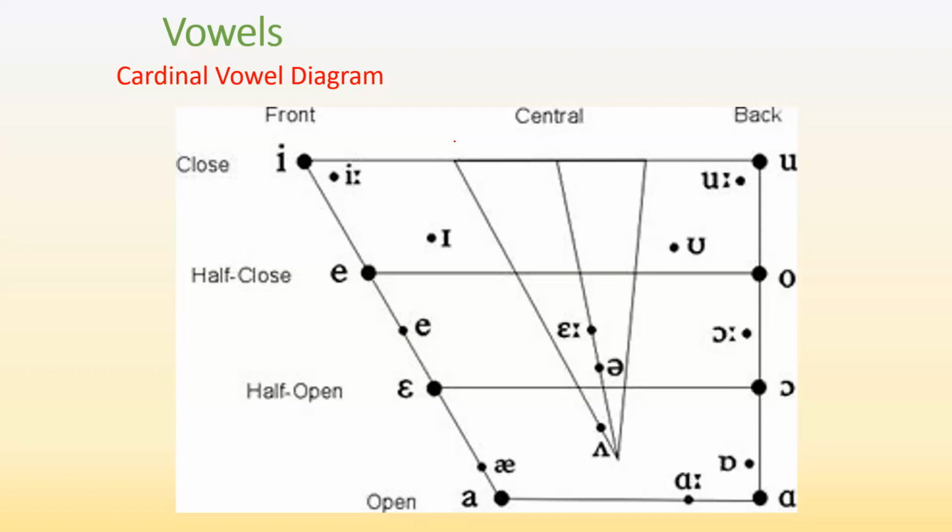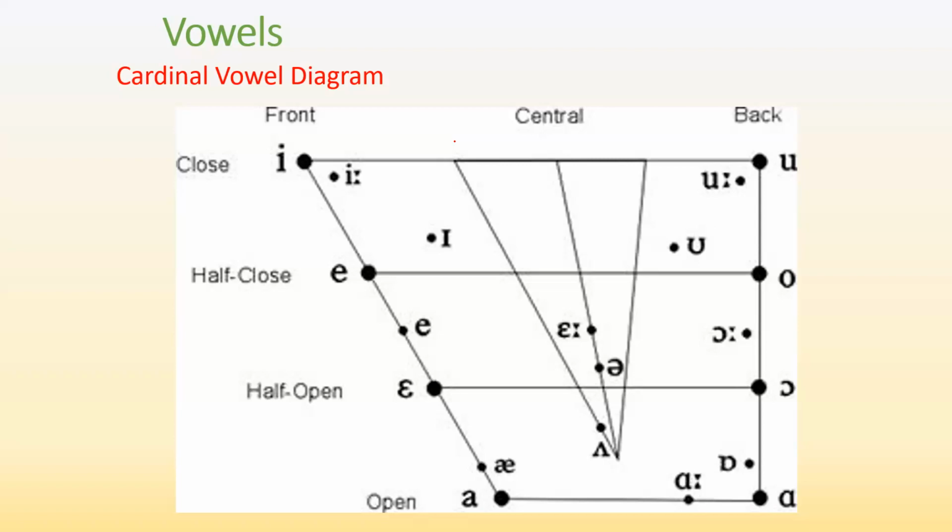Okay, and this cardinal vowel diagram is quite an advanced one. There are so many different vowel sounds represented in this diagram, primary vowels, secondary vowels, so many things, and all these symbols are there. But for our discussion, we will consider only the primary vowels, right? Only the vowels which we discuss as monophthongs. So we will try to understand this cardinal vowel diagram.